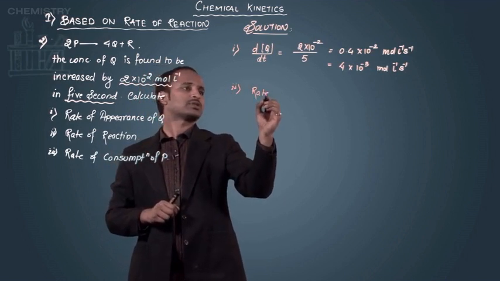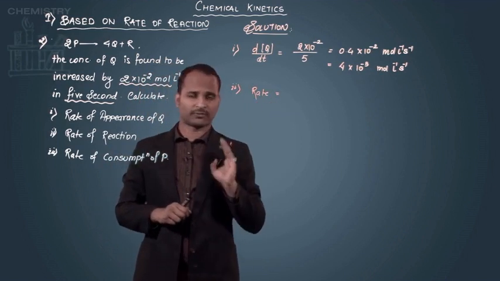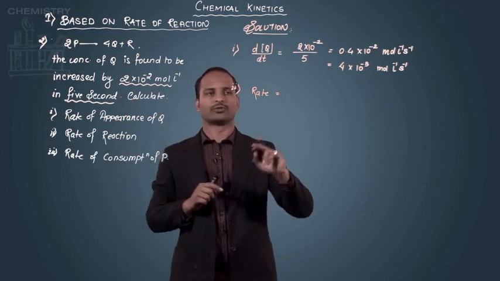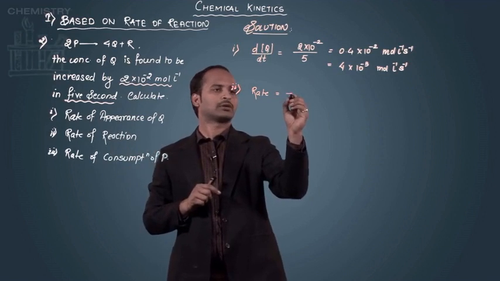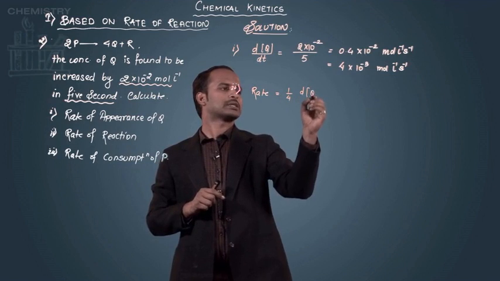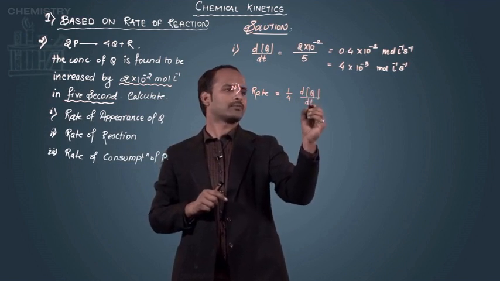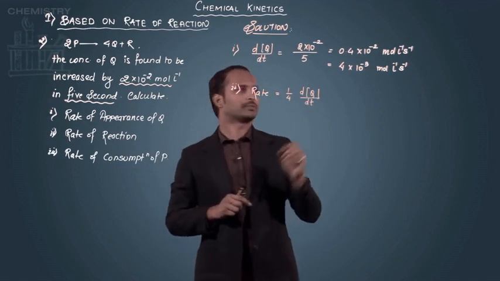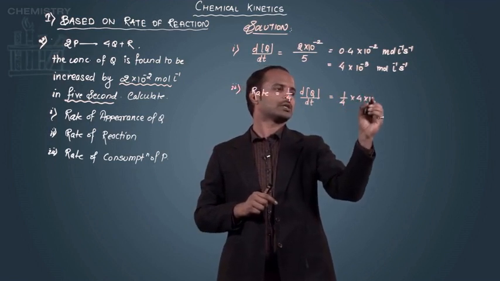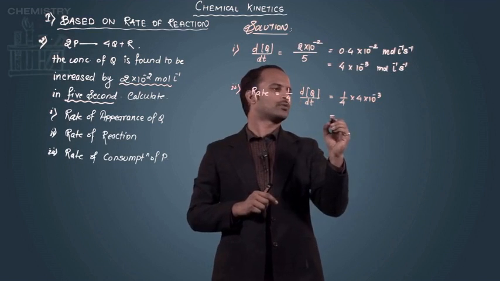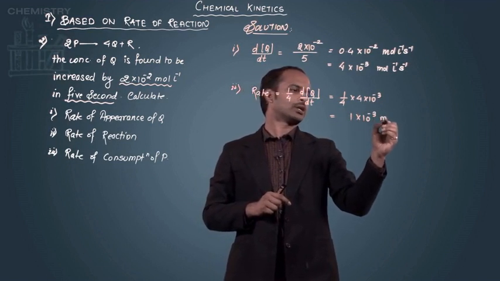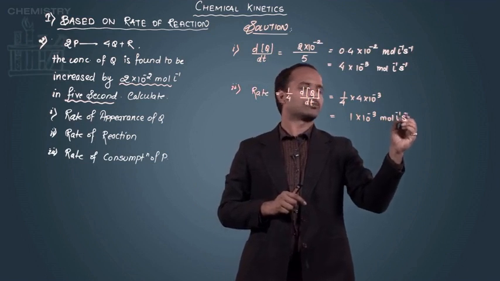The rate of reaction is always written for the 1 mole. And how many moles of Q we are having? 4. So this is the value for the 4 mole. So for 1 mole, it is going to be 1 upon 4 times of the dQ by dt, that is consumption of formation of Q. So it is going to be 1 upon 4 into 10 raised to minus 3. That is equal to 1 into 10 raised to minus 3 mole per liter per second.